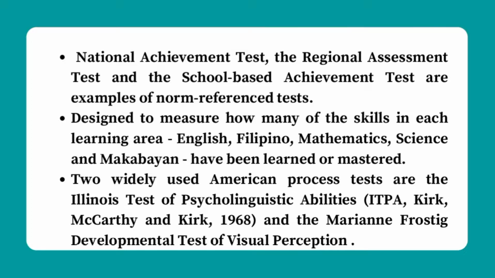Let me explain to you what these two process tests are. The Illinois Test of Psycholinguistic Abilities is an individually administered battery of tests designed to measure the spoken and written language abilities of children aged 5 to 12.